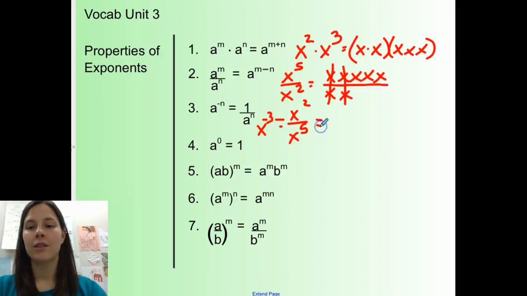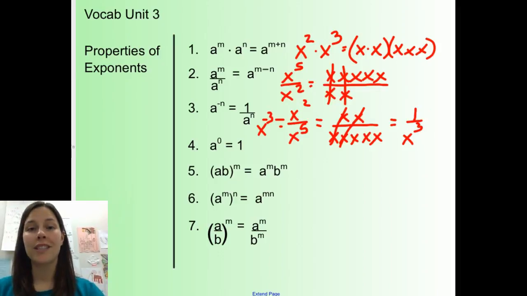But if we write this out the long way, x squared is x times x, and x to the 5th is x times itself 5 times, and we cancel 2 of them. Notice how those 3 x's that we have are left in the denominator. Of course, x divided by x is 1, so that's where the 1 in the numerator comes from.